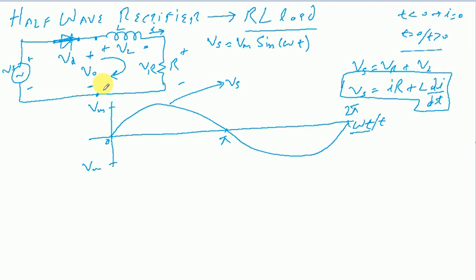It needs some time to rise to a particular maximum value, and then it also needs some time to go back to 0. So it will be slightly different in this case. What is that difference?